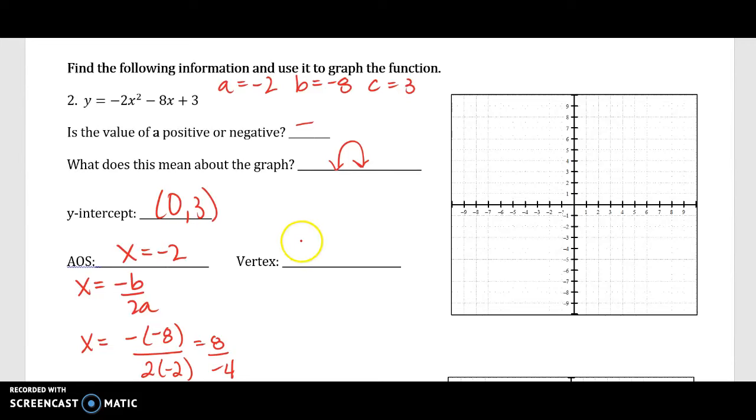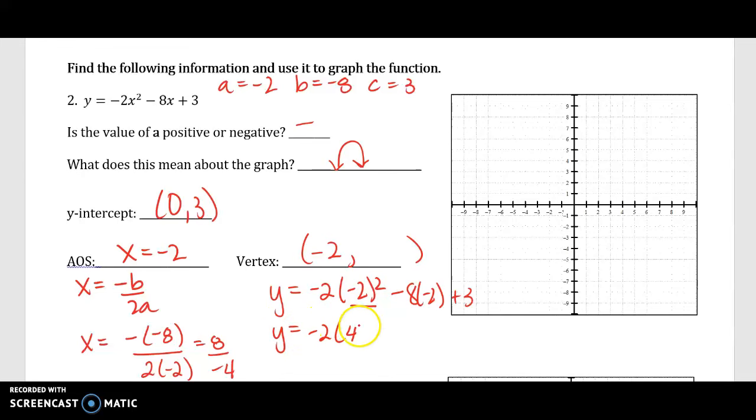So again, I take that x value and I put it there for the vertex. If I have an x value, then I plug it in to get a y value. So y equals -2 times (-2) squared minus 8 times -2 plus 3. And follow your order of operations. I have to square this first. So that's -2 times 4 plus 16 plus 3. So that's -8 plus 16 plus 3, or 11.